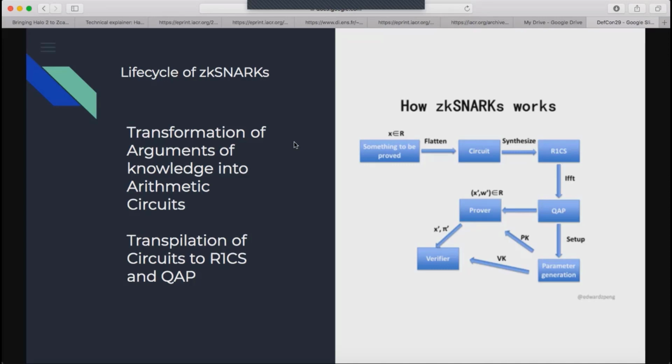From that, we are synthesizing a rank 1 constraint system, which, using inverse FFT, inverse Fourier transform, gets converted to a quadratic arithmetic program, and then it is fed to the prover. The prover generates the proof and sends it to the verifier. The verifier verifies it. When we have a trusted setup, we generate the parameters. There are two keys, the verifier key and the prover key. Both prover and verifier work with their respective keys. So this is completely asynchronous computation. That's the power of it.